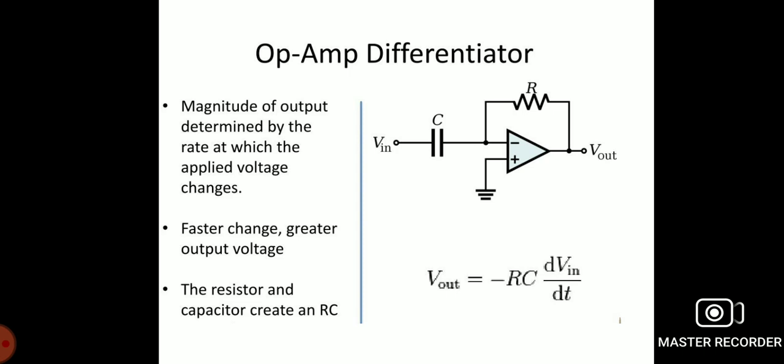So the differentiator circuit produces an output which is the differential of the input voltage when the magnitudes of the impedances of the resistor and the capacitor are reciprocal to each other. The output voltage V0 has a negative sign, which indicates that there exists a 180-degree phase difference between the input and output. So this is the complete operation of the differentiator and integrator using the operational amplifier.